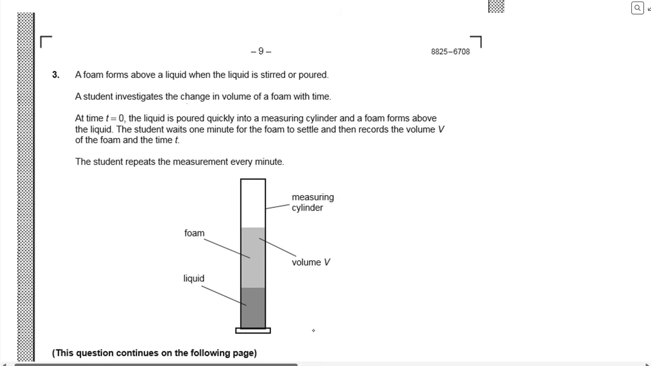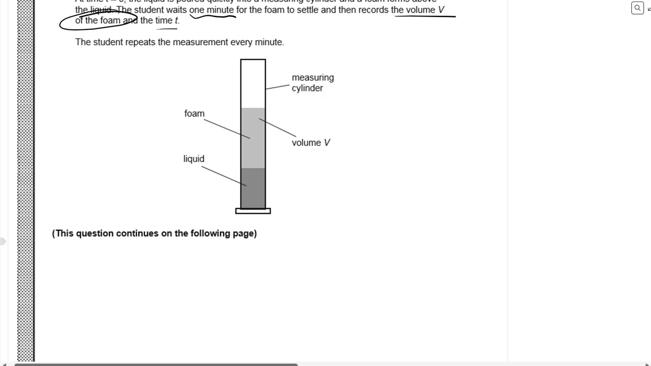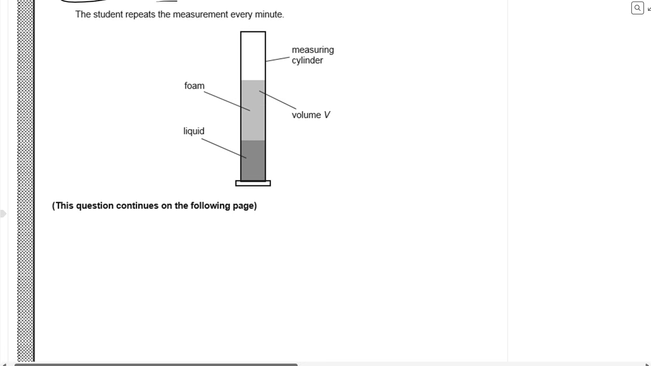Foam forms above a liquid when liquid is stirred or poured. This experiment investigates the change in volume of foam with time. The liquid is poured quickly into a measuring cylinder and foam forms above the liquid. The student waits 1 minute for the foam to settle and then records the volume V at time t of the foam. He repeats the measurement every minute.